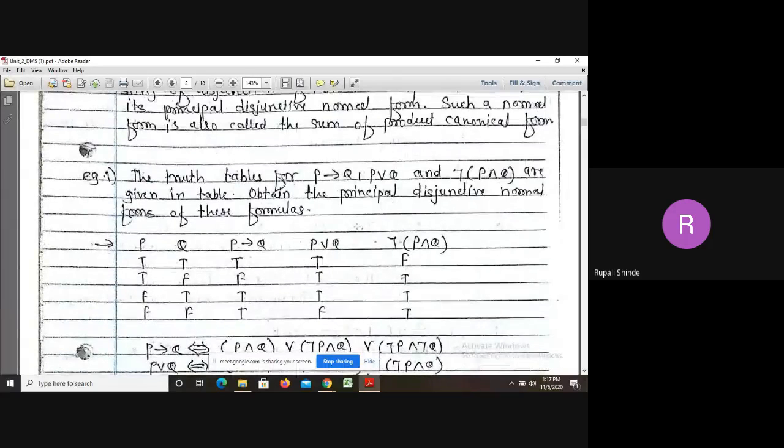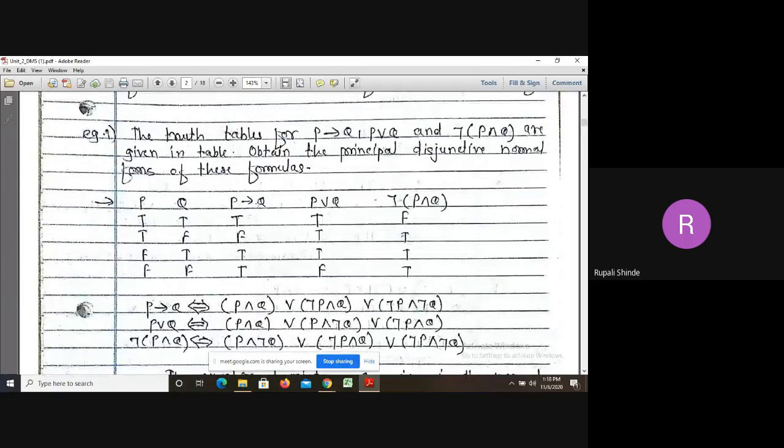Now here they have given one question. The truth values for P conditional Q, P or Q, and negation of P and Q are given in table. So here they have given this truth table, and from this we have to obtain principal disjunctive normal form for these variables. Okay. So three formulas are given, and again for these three formulas they have given truth table. And from this truth table we have to find equivalent PDNF form. Okay. So first we will consider first form, that is P conditional Q.